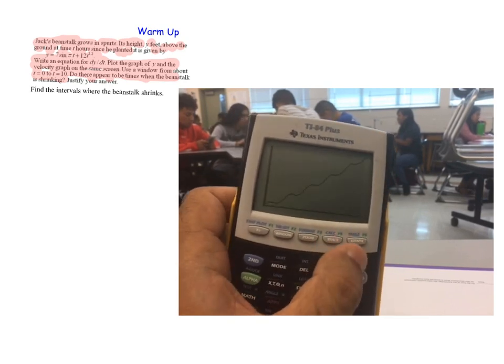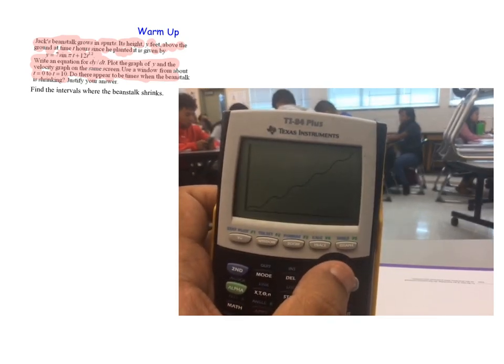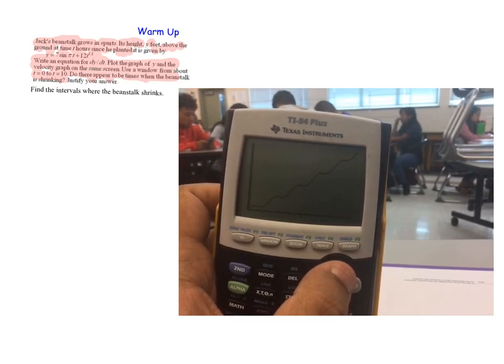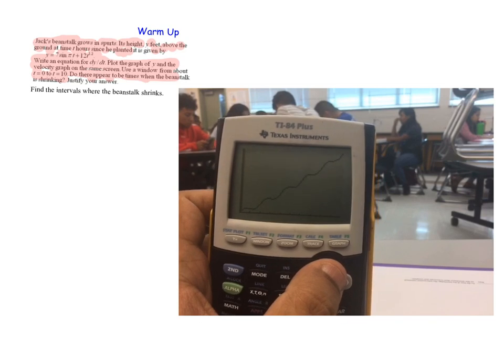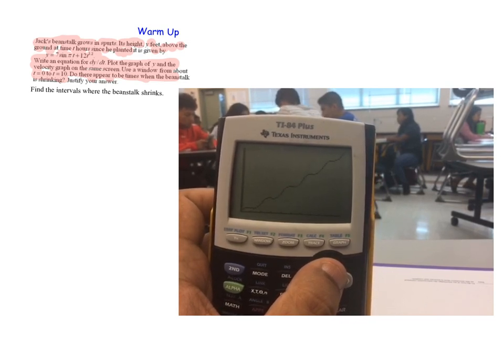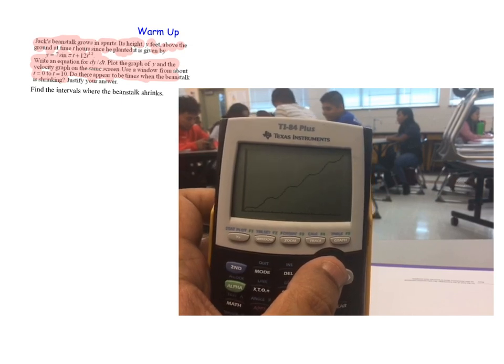So let's graph it. That's what the function looks like. Now the question is, do there appear to be times when the beanstalk is shrinking? And I would say no, because I only see the function going up. But because it's such a large scale, which is 191, it could be that it is shrinking, but it's just hard to see with the eye.